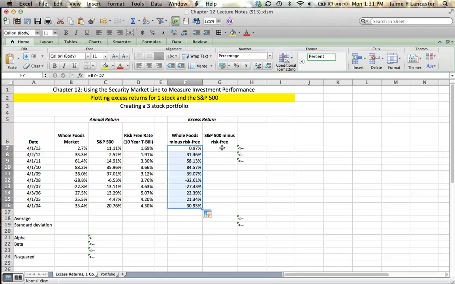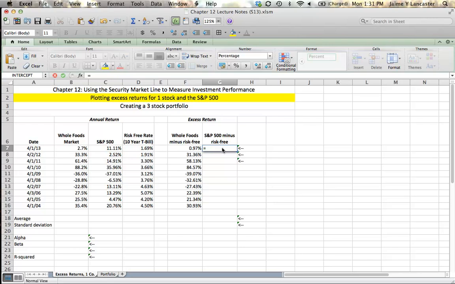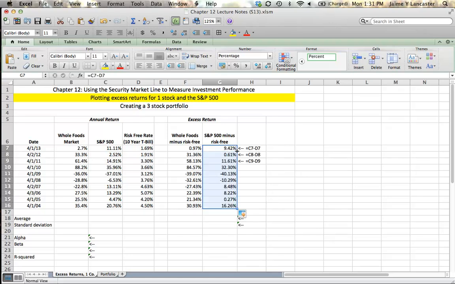Let's do the same thing for the S&P 500. If you had invested in an exchange-traded fund that tracked the S&P, or you had a well-diversified portfolio that followed the widest range of the stock market, you could have had an 11% return in 2013. Had you taken a safe route, you'd have had 1.69%. So that means you'd have 9.42% excess for taking on the risk of the market. If I drag this down, I now have my excess returns for Whole Foods for each year between 2004 and 2013, and I have my S&P 500 from 2004 to 2013.